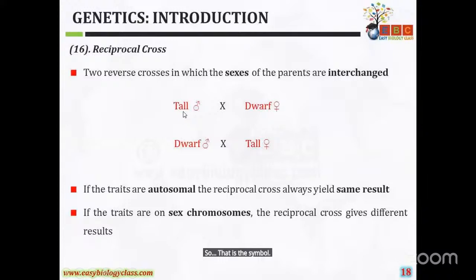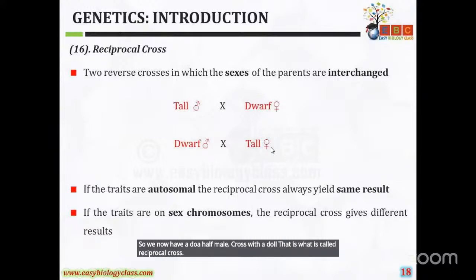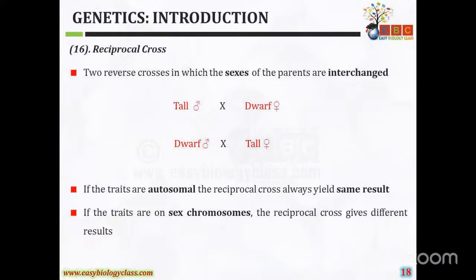Now, initially we did tall male by dwarf female. When we now want to carry out a reciprocal cross, we now interchange their sexes. So we now have a dwarf male crossed with a tall female. That is what is called reciprocal cross. Crossing in which the sexes of the parents are interchanged.